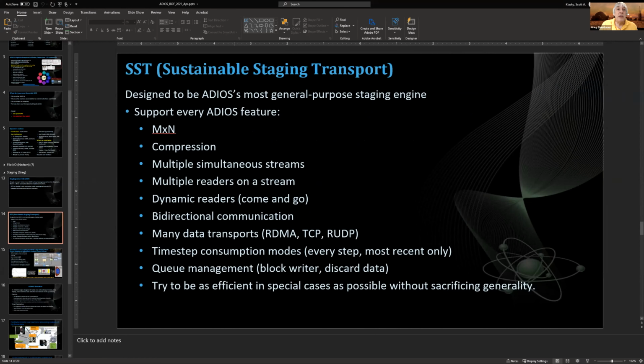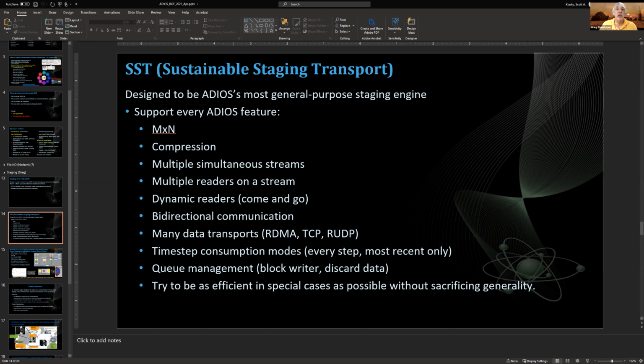So basically in ADIOS, the details of how the data is manipulated once you get past the API are largely encapsulated in the ADIOS engines. And ADIOS has a number of staging engines that tend to answer these questions differently. So I can talk here very, very briefly about two of those engines.